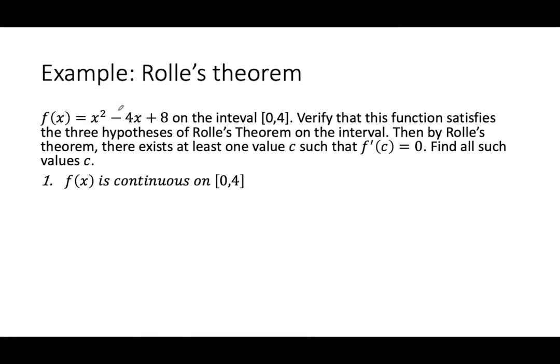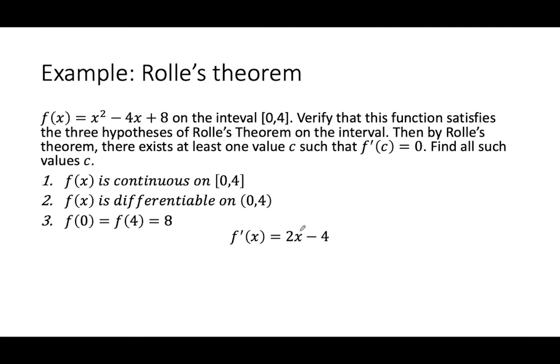Therefore, their function is defined for all real numbers, and it is continuous on the specific interval [0, 4]. f of x is differentiable on the open interval (0, 4). So let's look at its derivative. f prime of x is equal to 2x minus 4. And there isn't any number that x cannot take. Therefore, we say that it is differentiable.